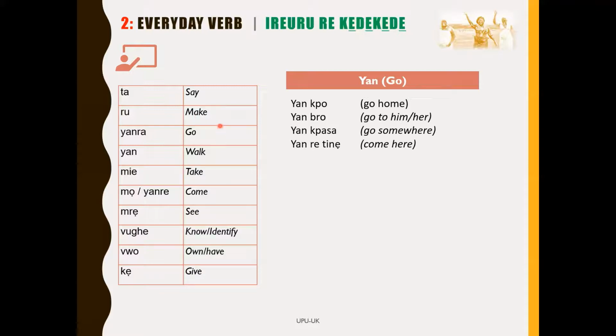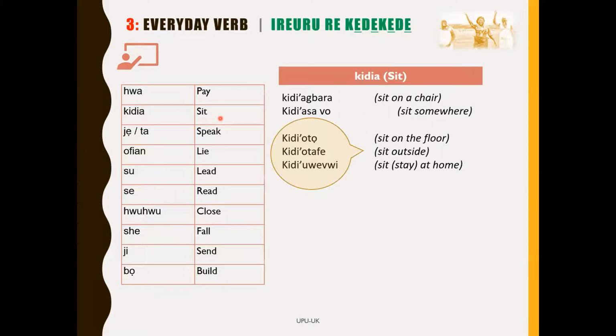Okay, let's move on to the third set of verbs. And here they are. So the first one is to pay something, to pay someone. Hwa. Sit, hidia. Speak, je or ta. To lie, to tell a lie, ofia. To lead someone or to lead an organization.